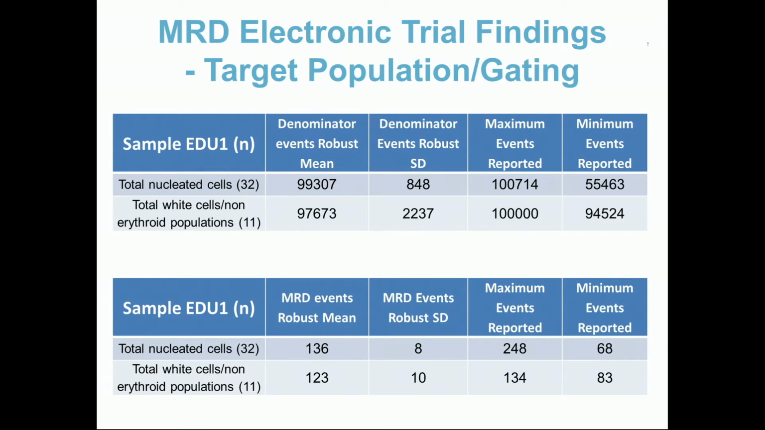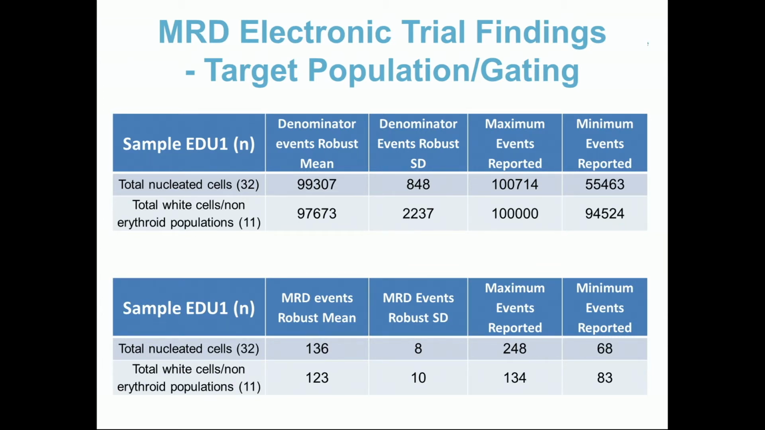Not too bad for the maximum and minimum events there, but quite worrying here. Somehow we've got a laboratory that's got 55,000 events, and then other laboratories reporting 100,000 events. It's the total nucleated cells. It's got to be one or the other. You can't suddenly lose half of the cells.